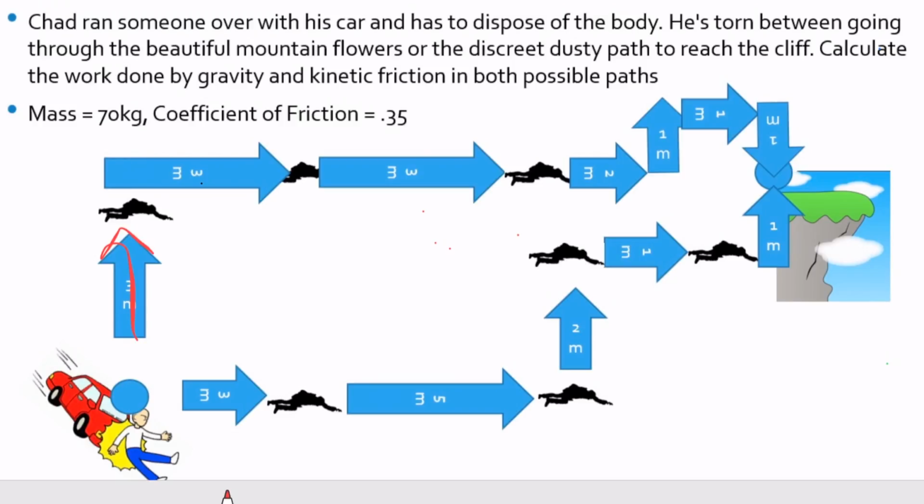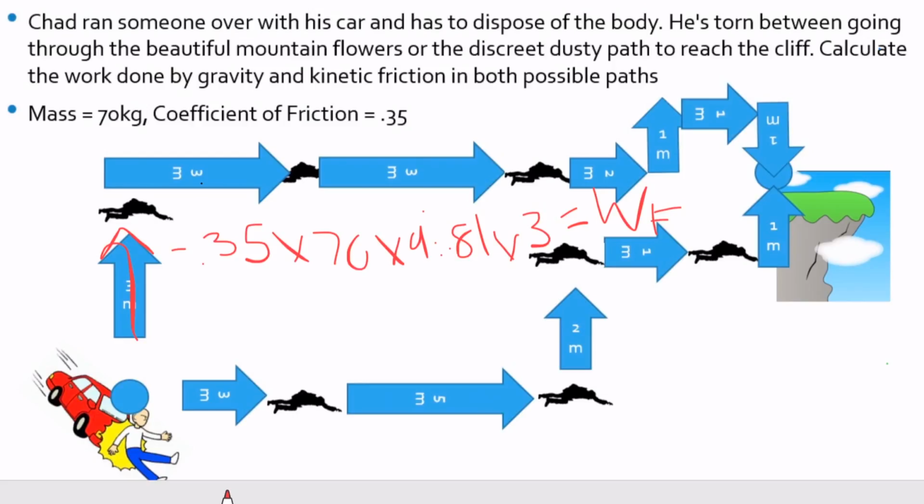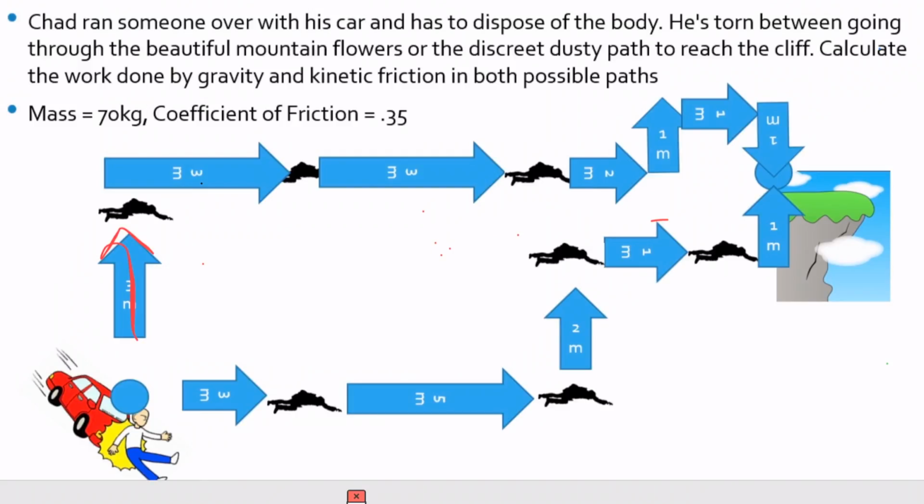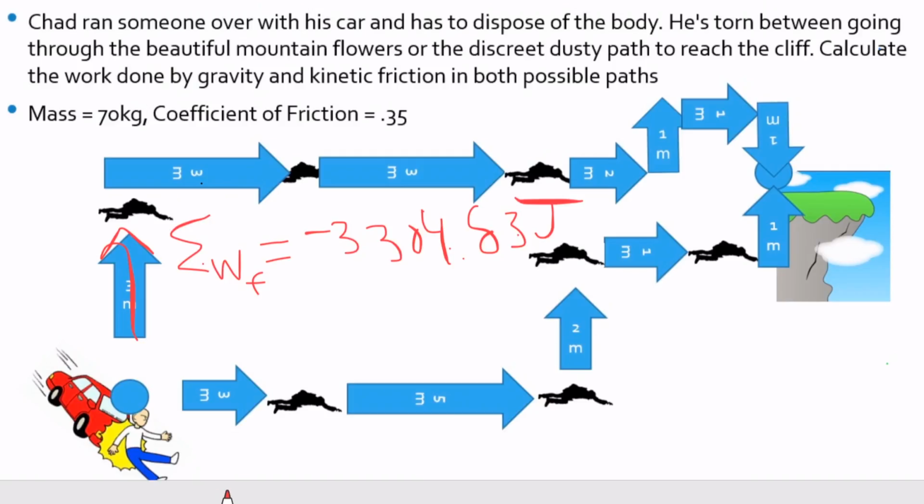Now let's do friction, which is going to be a little bit different. It's the same process, but make sure you account for friction always working in the negative direction. So it's negative coefficient of friction times the mass times gravity times the distance, which gives us the work done in that portion. Again, we do that for the entire path and add them all up together to get the total work done by friction on this path. What we get is negative 3,304.83 joules.